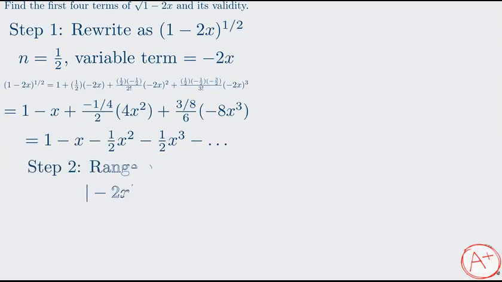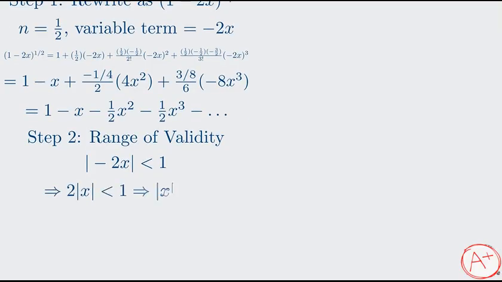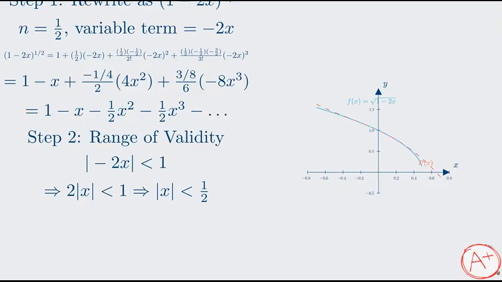For the expansion to be valid, the absolute value of our variable term, negative 2x, must be less than 1. This simplifies to the absolute value of x being less than 1/2, or x being between negative 0.5 and positive 0.5. Notice on the graph how the red dashed approximation closely follows the blue curve near x equals 0, but begins to deviate as we move toward the boundaries of validity.